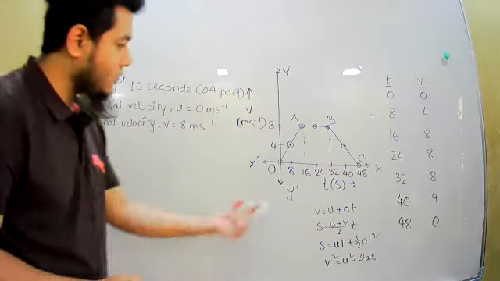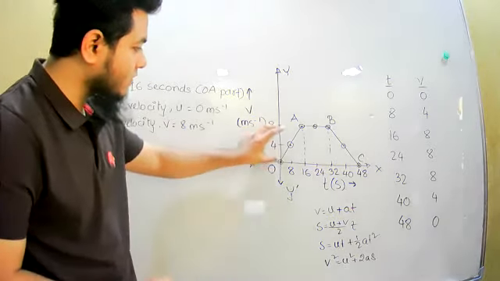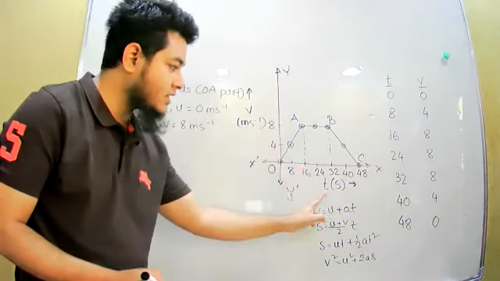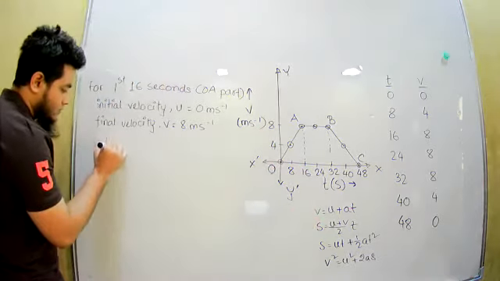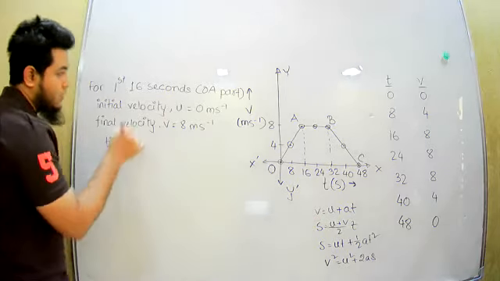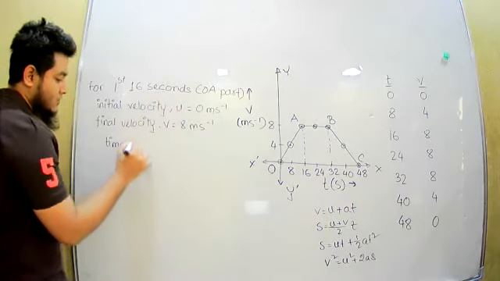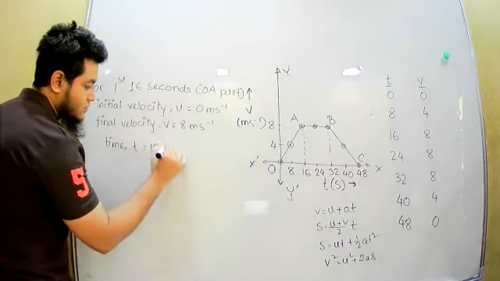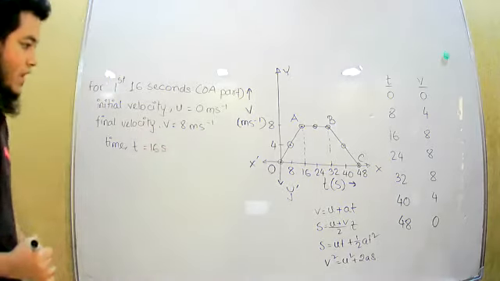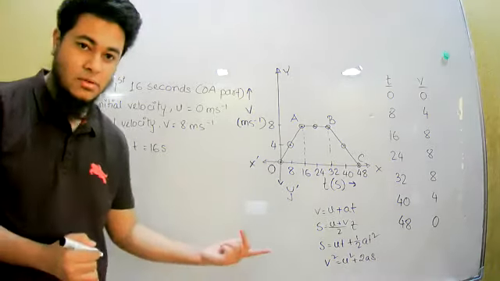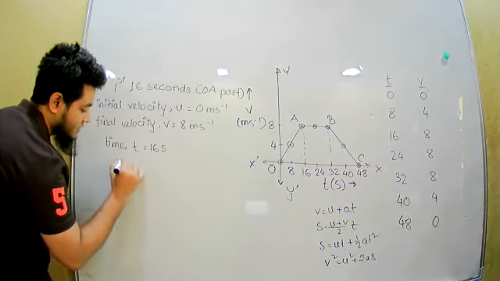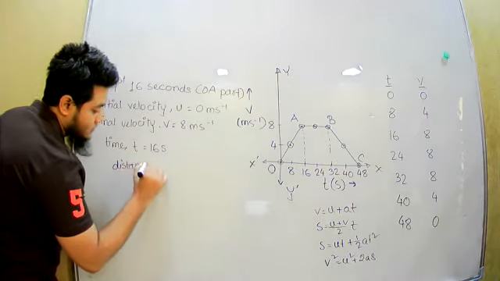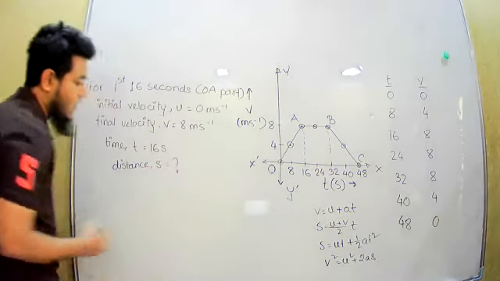From the y-axis we got the velocity, from the x-axis we can get the time. Time, as already mentioned for 16 seconds, is equal to 16 seconds. These are the information that are available. We don't know anything else. From here we need to calculate the distance traveled. Distance s is equal to how much?